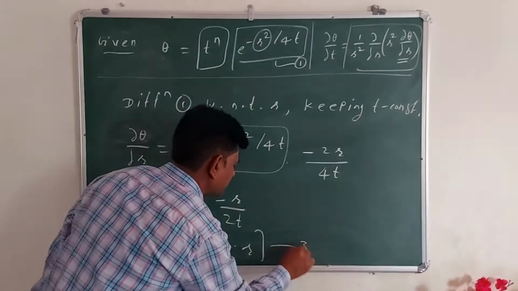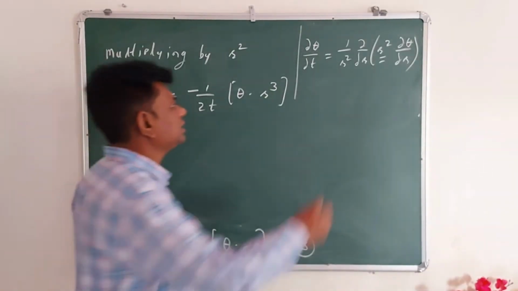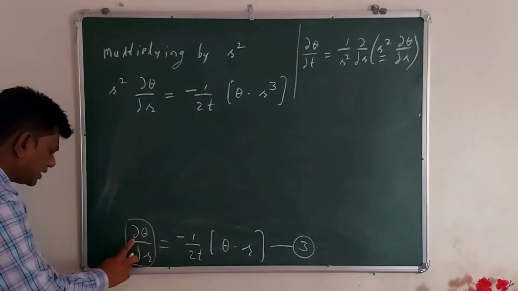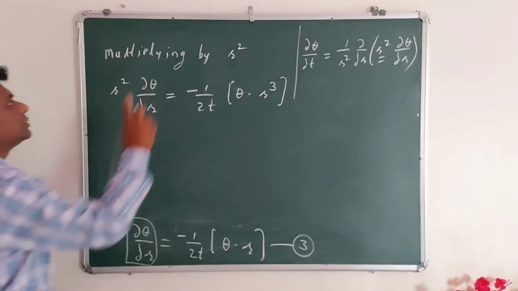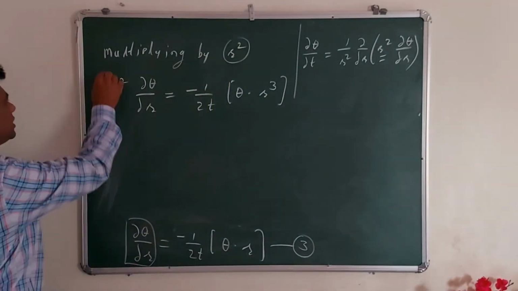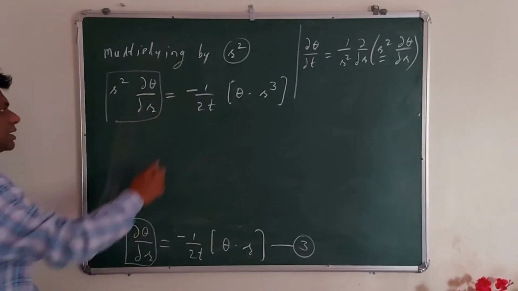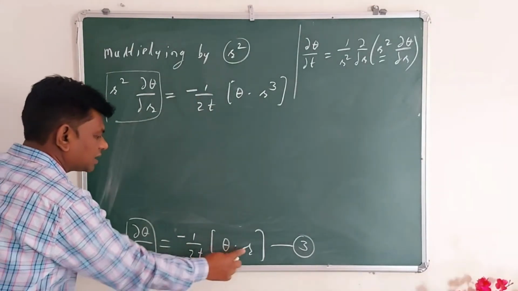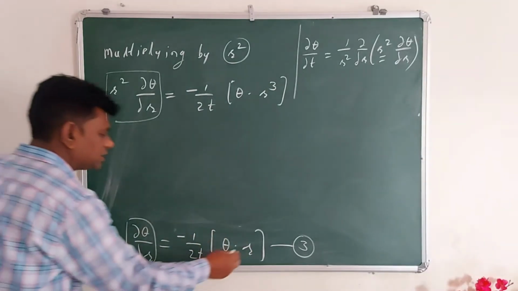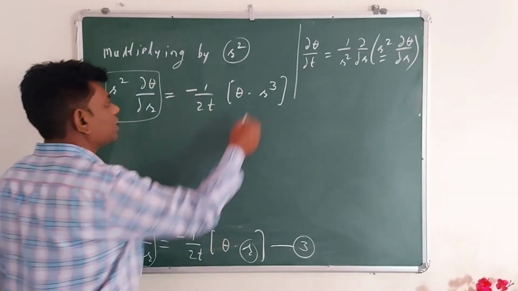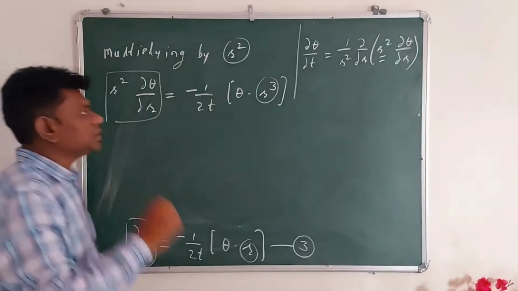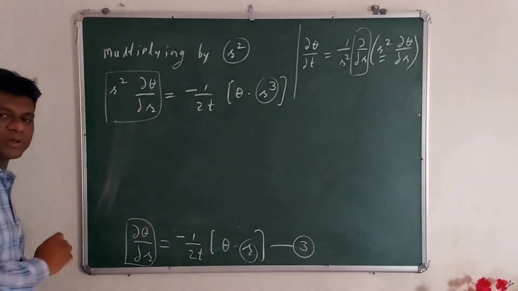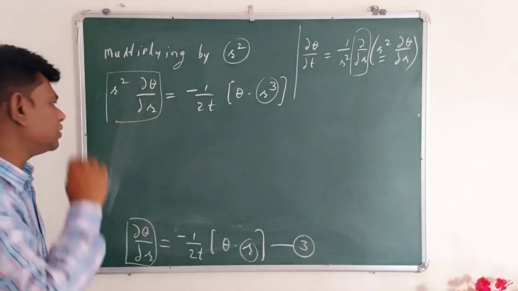This is equation number 3. Now here is r square del theta by del r. Multiplying this del theta by del r by r square, we get r square del theta by del r is equal to minus 1 upon 2t, theta times r square, that means r times r square, the answer is r cube. Now again differentiating this term with respect to r, keeping t constant.